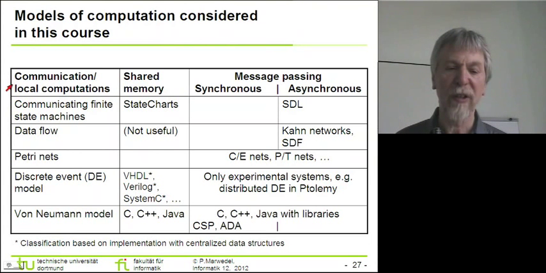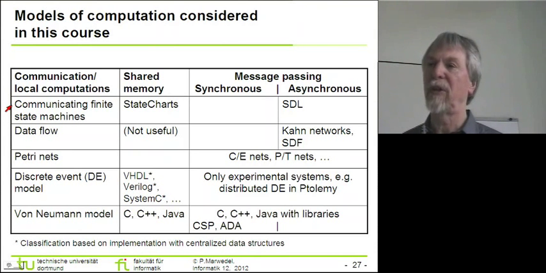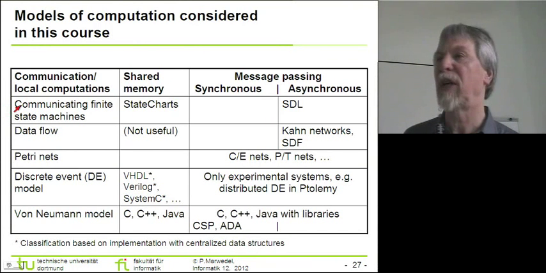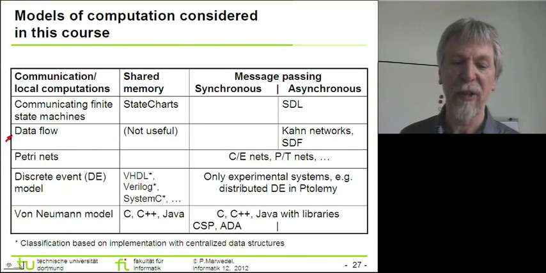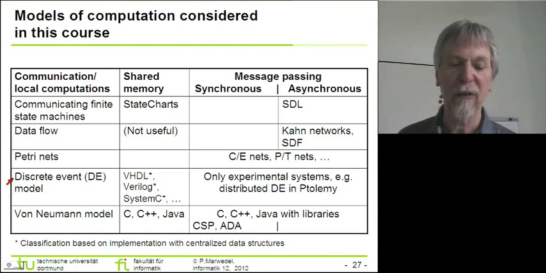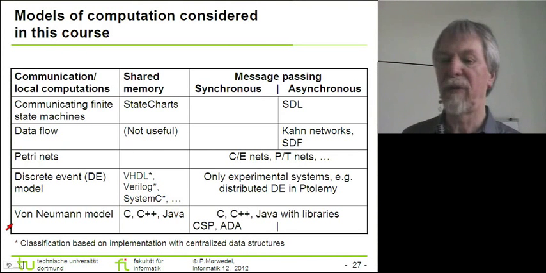And then in the other dimension, we see the computational model that we are using in the components. And there you see that we have as entries communicating finite state machines. We have data flow. That was something that I just mentioned. We have Petri nets. We have the discrete event model. And we have the von Neumann model. And then within this table for the various entries, we have particular examples.